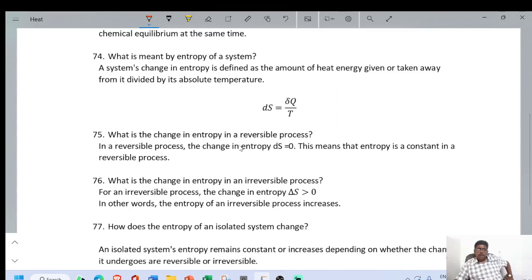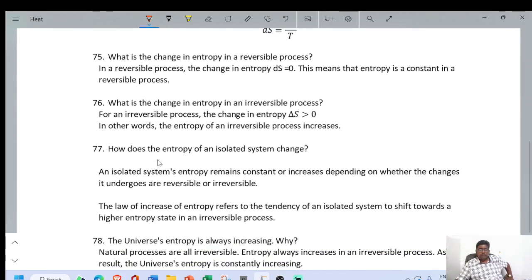What is the change in entropy in a reversible process? In a reversible process, the change in entropy dS is equal to 0. This means that entropy is constant in a reversible process. What is the change in entropy in an irreversible process? In an irreversible process, the change in entropy is greater than 0. Therefore, entropy is not constant. In an irreversible process, entropy increases.